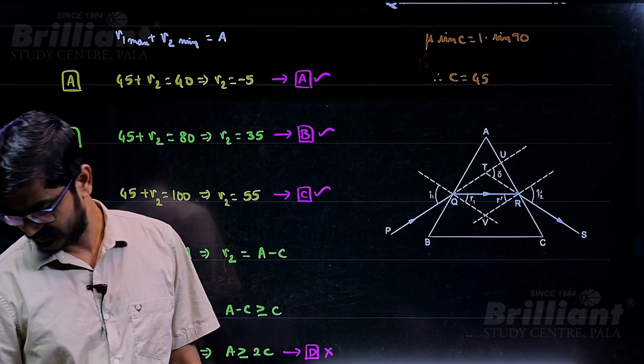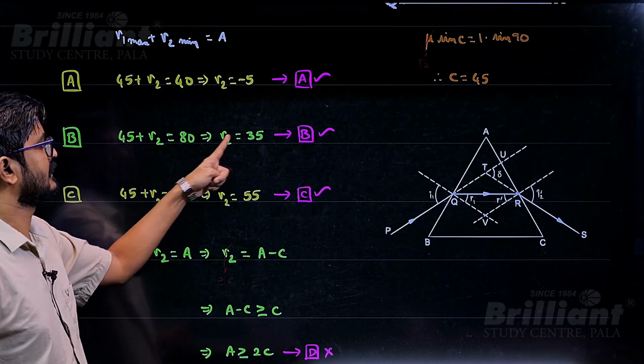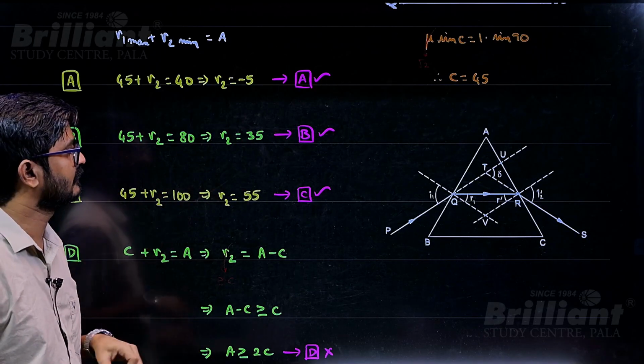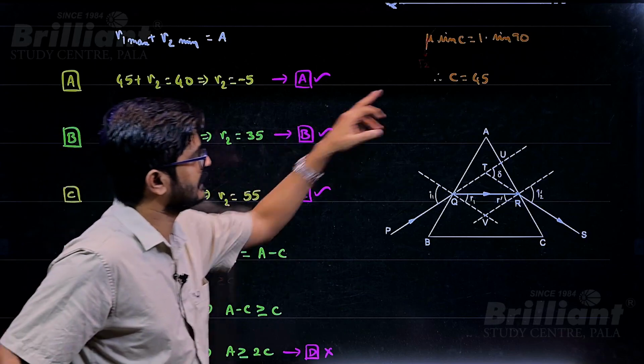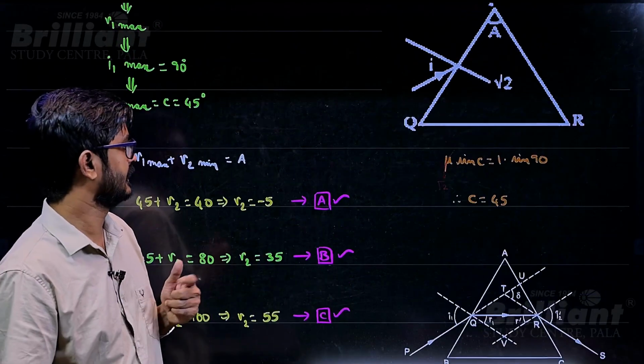Look at the second option. If A is 80, then R2 will turn out to be 35. R2 minimum, the minimum value of R2, is 35, which is less than the critical angle. So, all the rays will be emerging. We will talk about option A a little more.